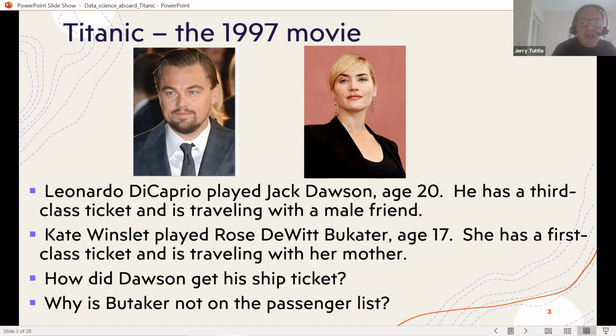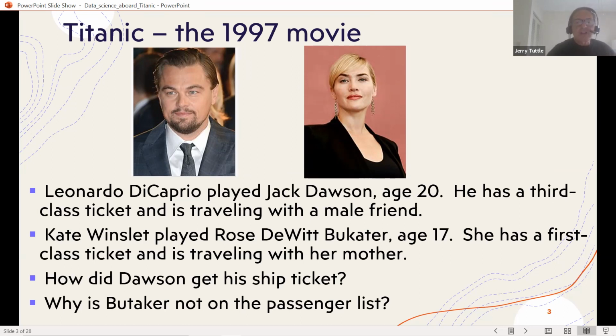Why was Kate not on the passenger list? Anyone know the answer to that? Well, the answer is that both characters are fictional. They're not on the passenger list. They're fictional characters. Other people in the movie did play real passengers, but the two of them did not.